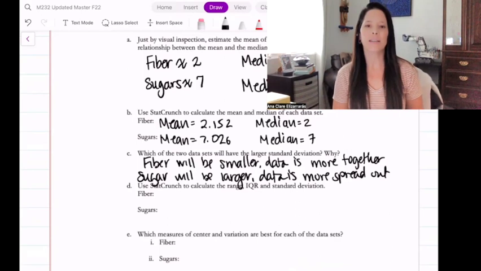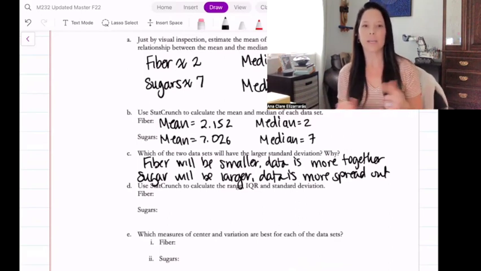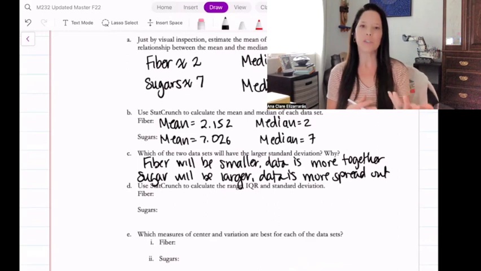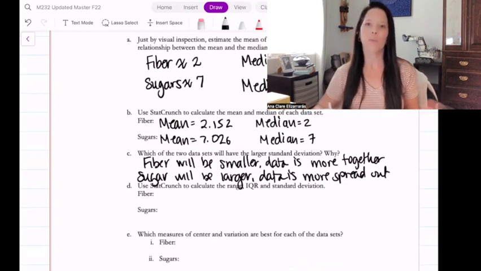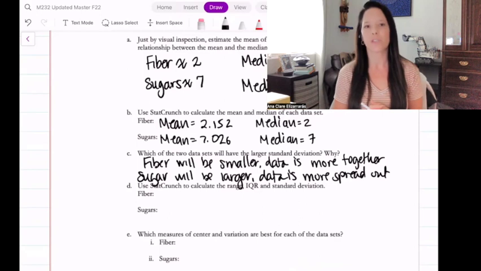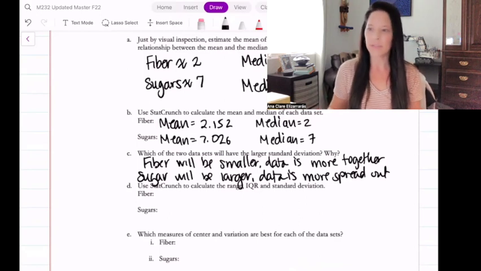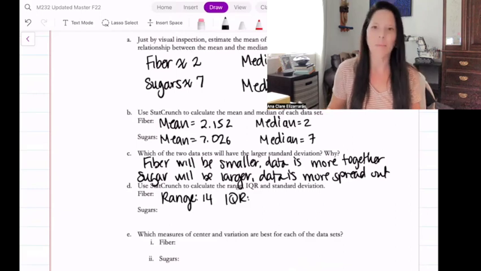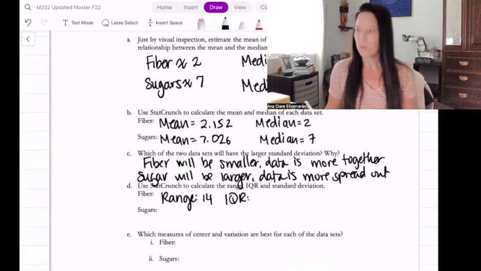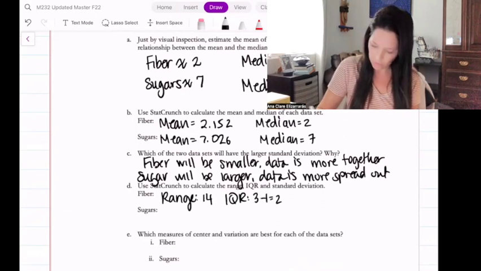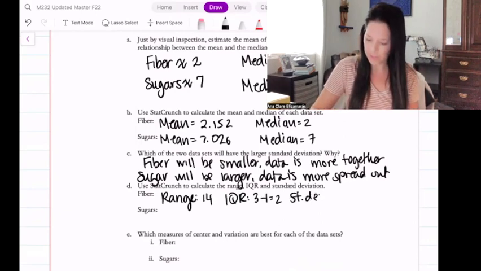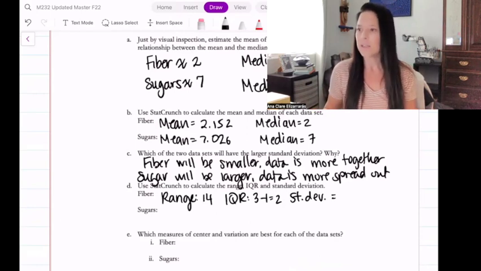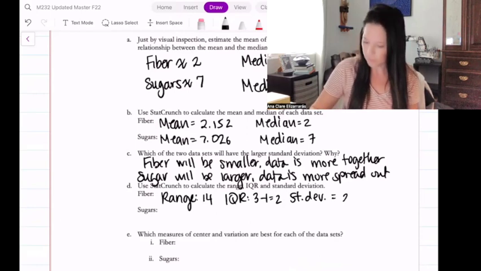Okay, the last couple of questions asked us to calculate the interquartile range and the standard deviation, and then which measure of center and spread is best for the data set. Remember, that comes down to the way that the distribution is shaped. For fiber, the range again is listed on summary statistics. Looking at that, that's 14. The interquartile range, remember, is found by taking Q3 minus Q1, which is 3 minus 1, or 2. And the standard deviation, which I'm going to abbreviate here, is 2.383.